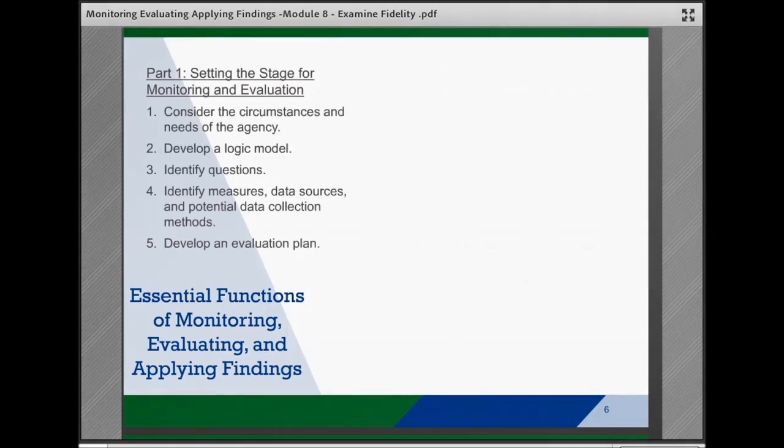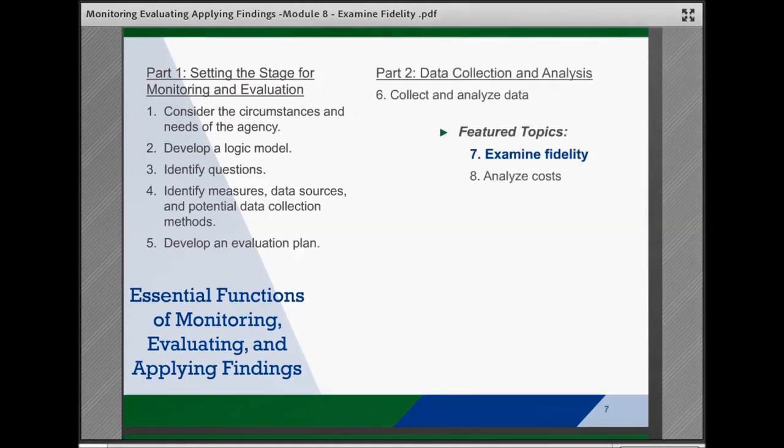Part 1 is setting the stage, and includes considering the circumstances and needs of the agency, developing a logic model, identifying questions, and identifying the data measures, sources, and collection methods that will answer them, and then developing an evaluation plan. Part 2 is collect and analyze data, and it includes strategies to put the evaluation plan into place by collecting and analyzing the data outlined, and then 2 special featured topics that are a version of data collection and analysis. They are examining fidelity, which is the topic of this module, and analyzing costs.